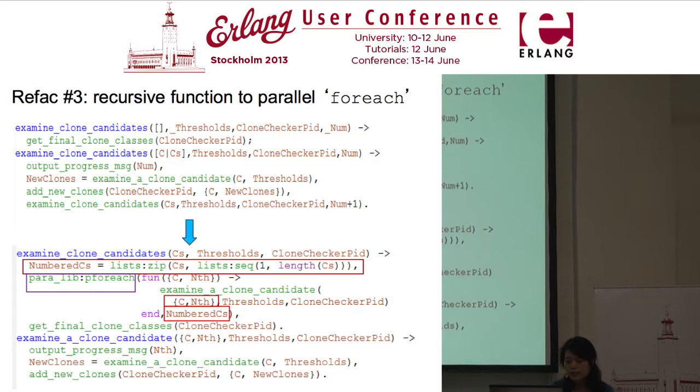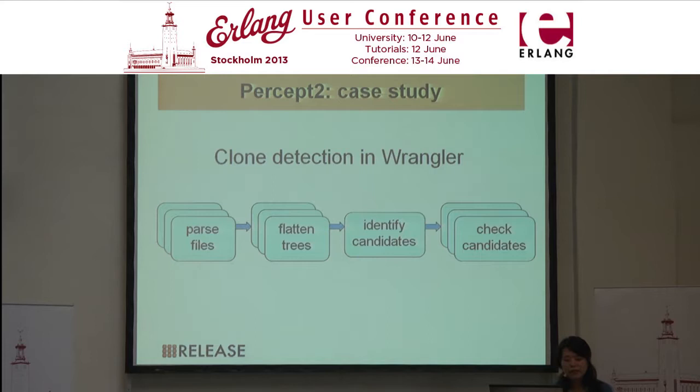Sometimes it can get hard, and of course you have to think about not only dependence, but also side effects, all these things. But sometimes you can really do it easily. This is how we got rid of the dependence, and we use the parallel version of for each. So basically after three steps, we transformed the sequential clone detection to a parallel version.